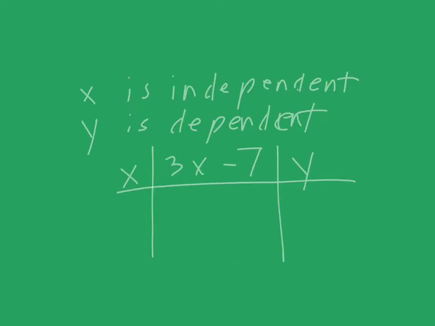Okay, so we picked numbers for x. So usually we did 1 negative, 0, and then 1 or 2 positives. And we plugged them in. I'll just put 2 down here so you can see. And we plugged them into 3x minus 7.